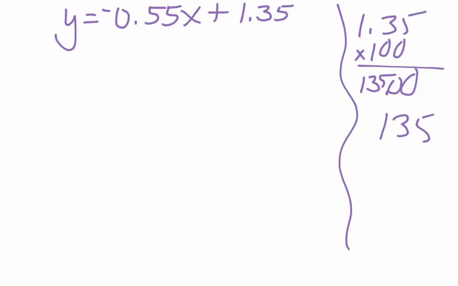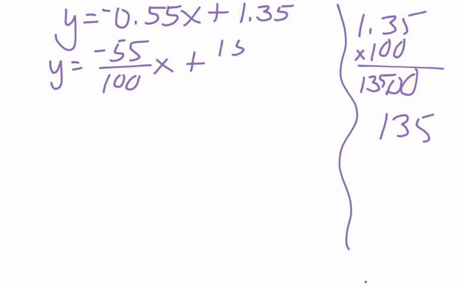The other way you could think of it, which kind of ties it into what we were just doing, is you can think of what this number is. This is 55 hundredths, and so you could write it as a fraction, and this is 135. Sorry, it's not writing the way I want. Hundredths, okay. Or you can just do it this way.